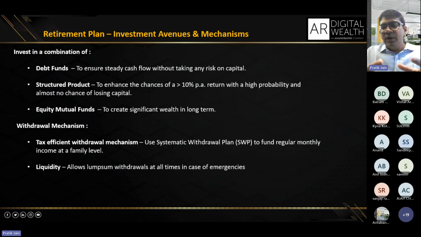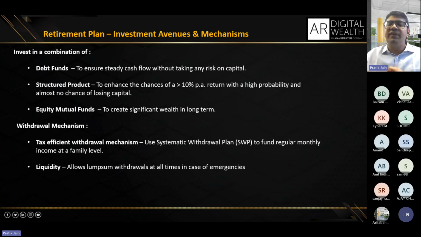Now, why these three products? These three products can help you manage your retirement pretty well, right? It will cover all your requirements. It will cover your inflation. It will cover your lifestyle expenses. It will cover your liquidity point. It is tax efficient, right? So it covers everything. So what we are suggesting is that you have a combination of debt funds, right?